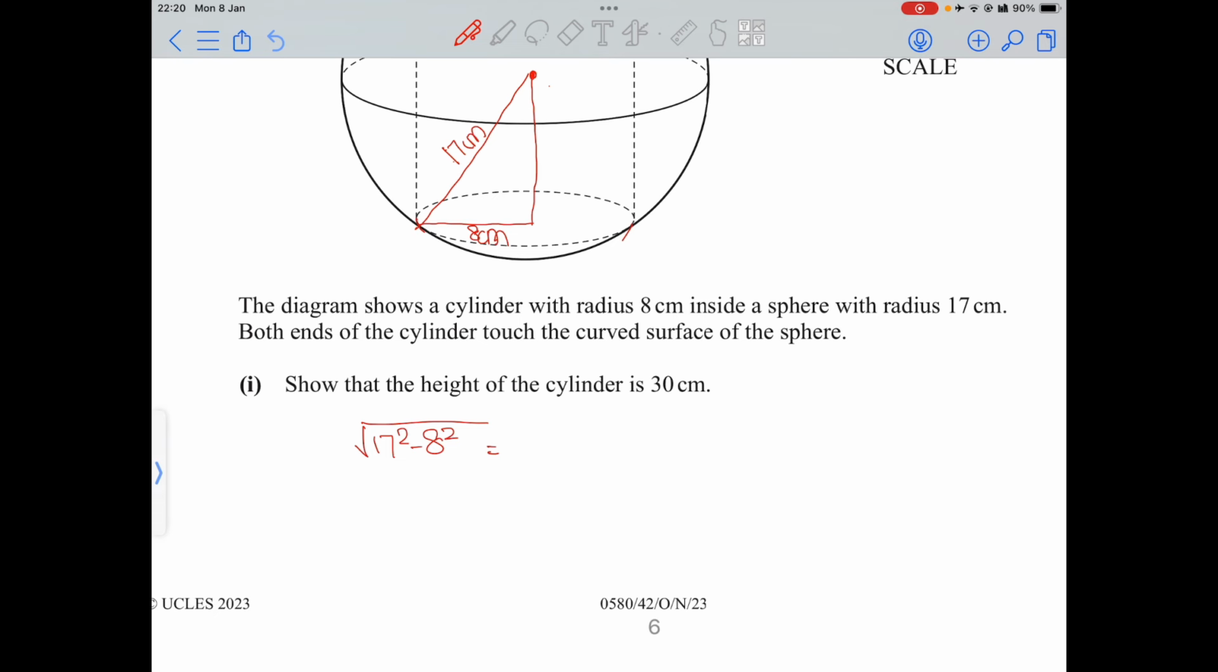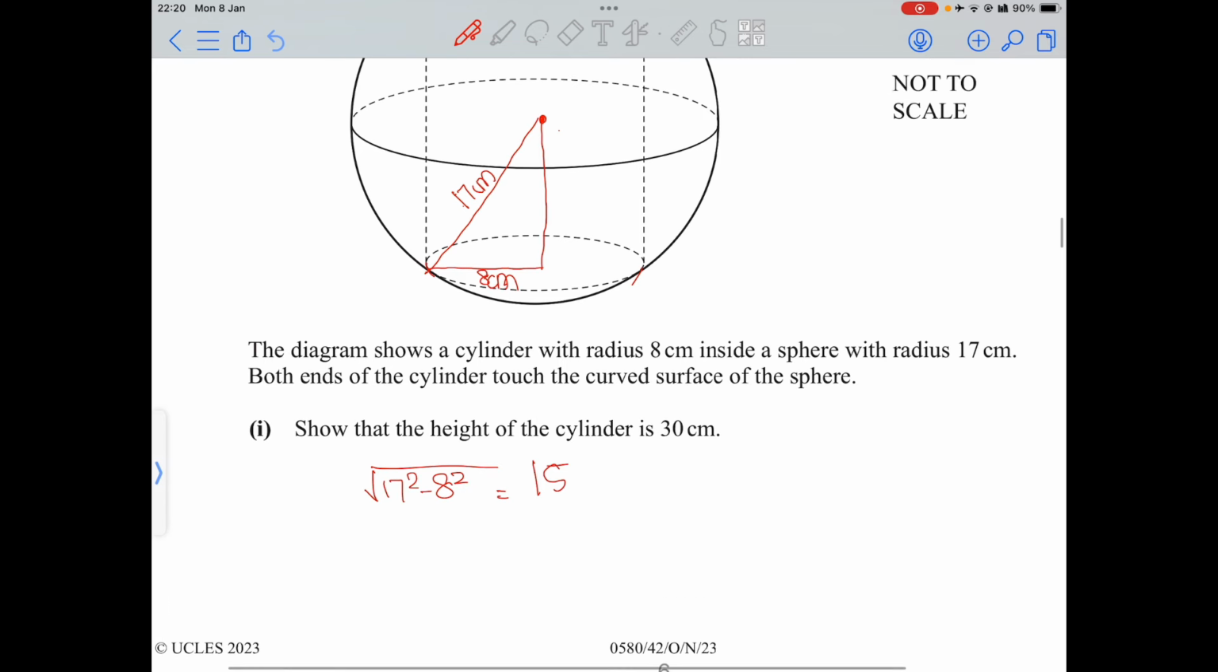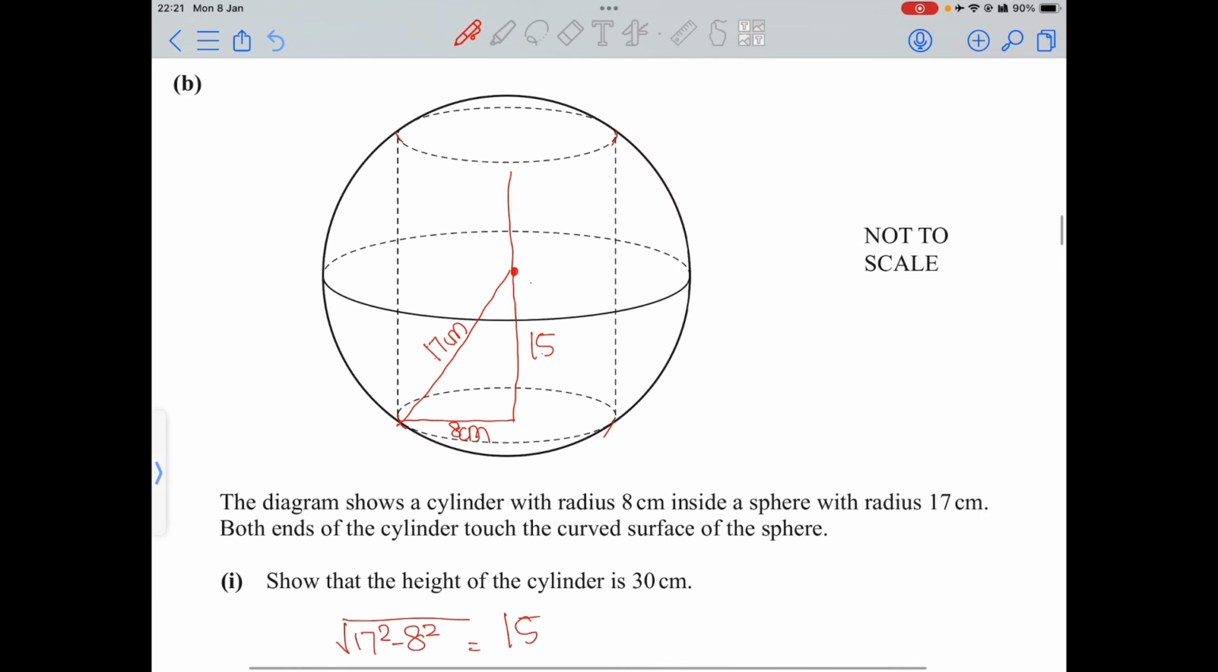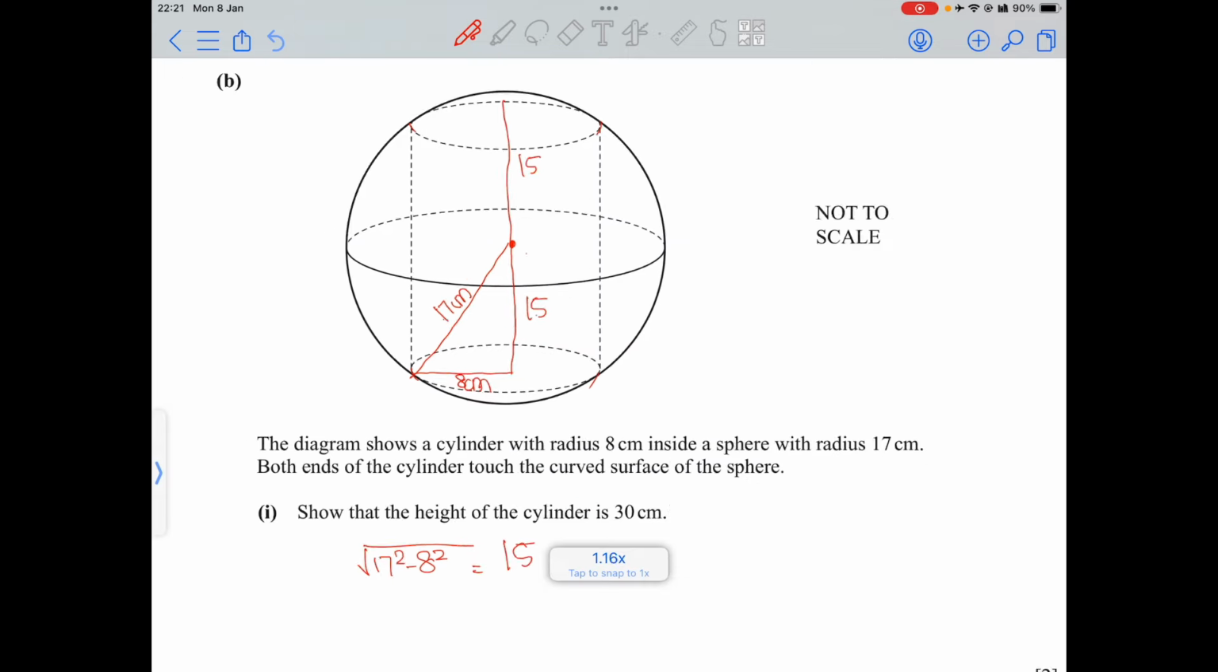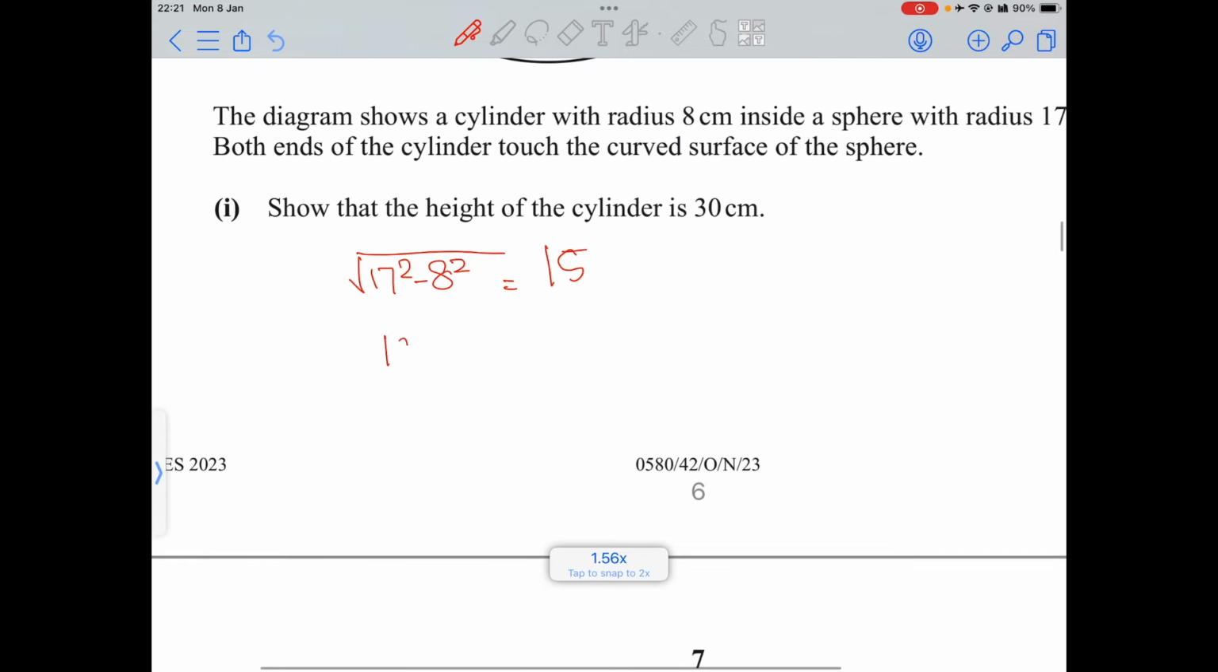Sorry, 15. So we know that this is 15, and because this is just the half, if we take another half, that's also going to be 15. 15 plus 15 is 30. 15 times 2 is equal to 30 cm.